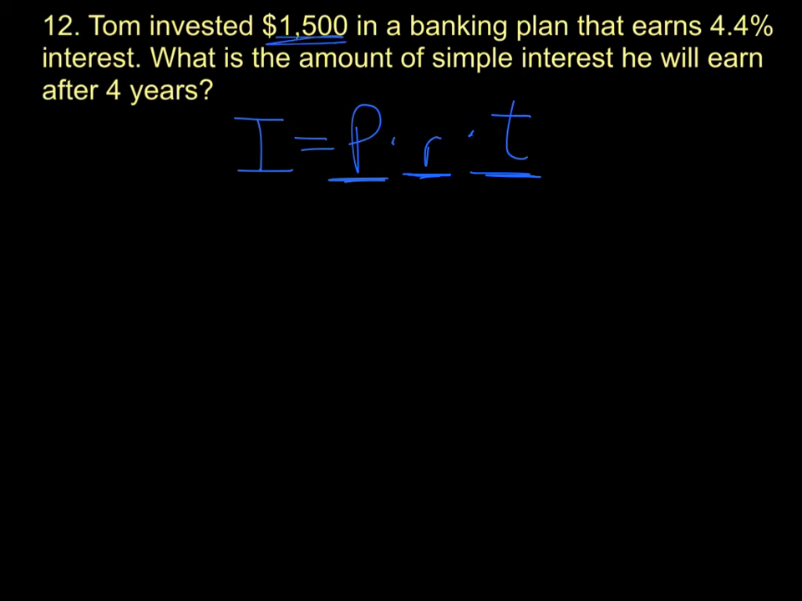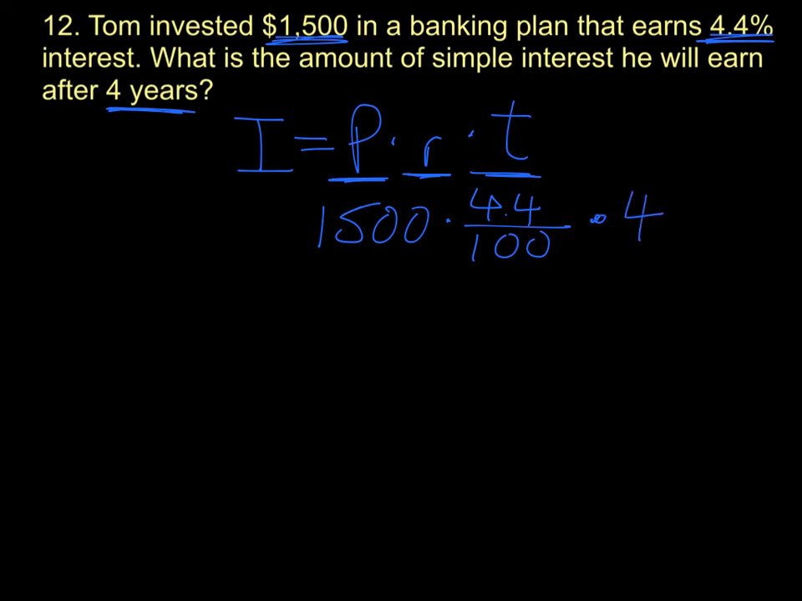The amount he starts with is $1,500. His interest rate is 4.4%, and the time is 4 years. Remember to write your 4.4% as 4.4 over 100. If you forget to write it over 100, you're going to get a number that is way too big. If I plug all that into my calculator, the answer I'll get is $264.